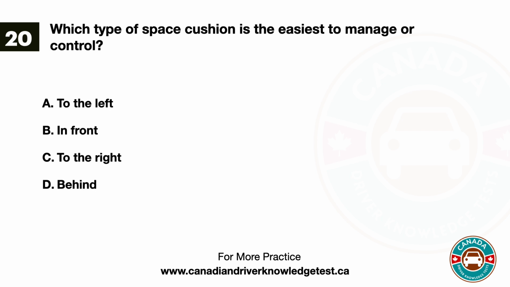Question 20. Which type of space cushion is the easiest to manage or control? A. To the left. B. In front. C. To the right. D. Behind. The answer is B. In front.